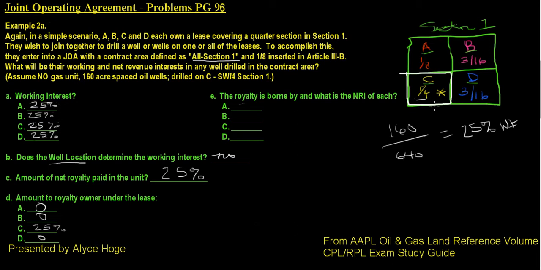So now we want to ask the question, what is the royalty? It says the royalty is borne by, and what is the net revenue interest of each? So what I'm going to do is I'm going to stop this presentation and I'm going to answer this in a new slide because it's going to be kind of a lengthy explanation. So I'm going to go ahead and stop this presentation, but I'm going to come back and answer example 2A.